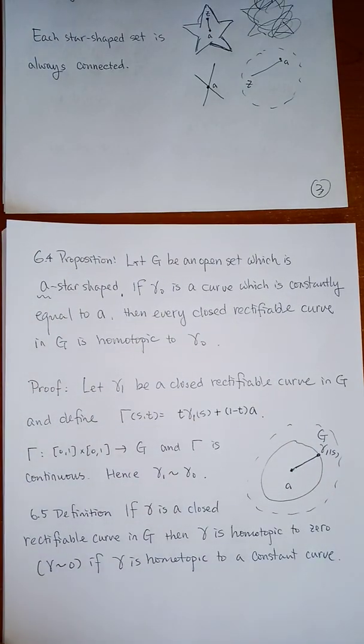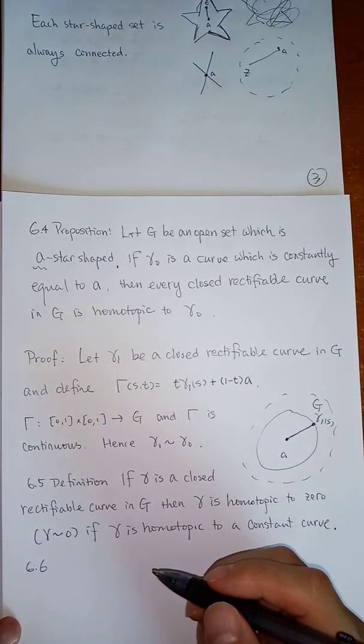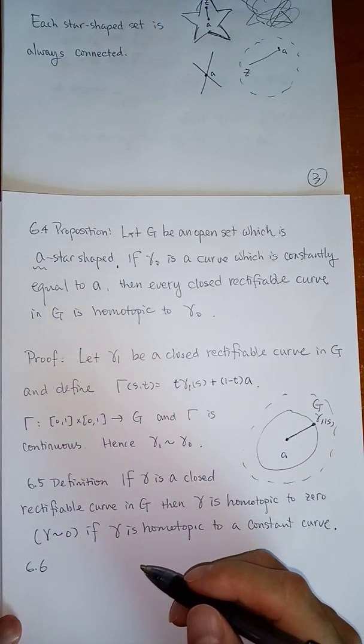Gamma is homotopic to a constant curve. Then we say it is homotopic to 0. Okay. The Cauchy theorem, the second version of the Cauchy theorem.